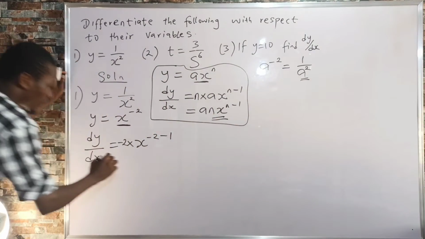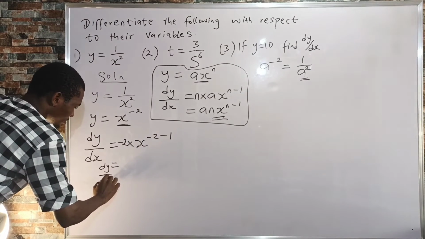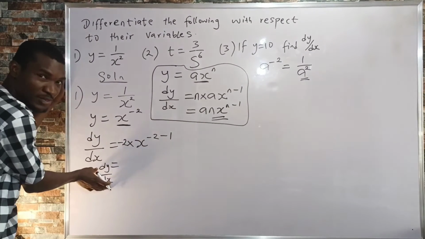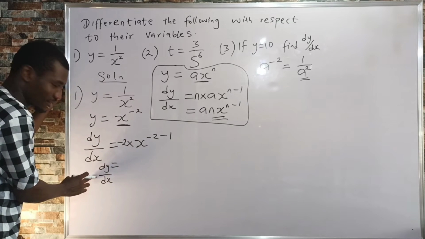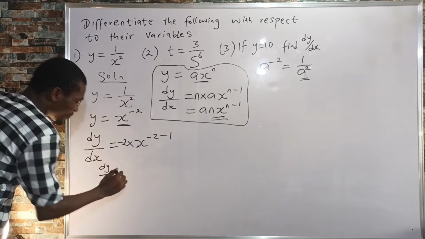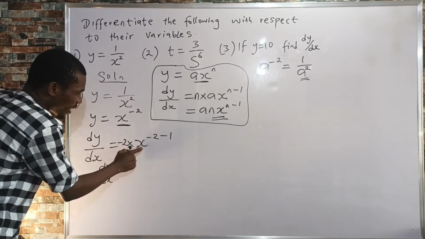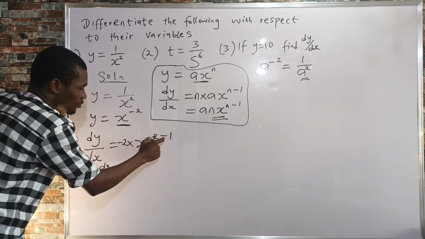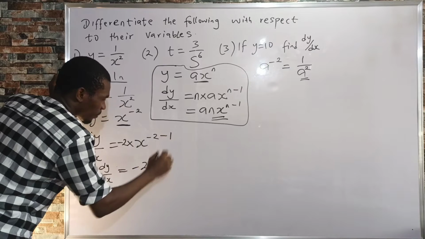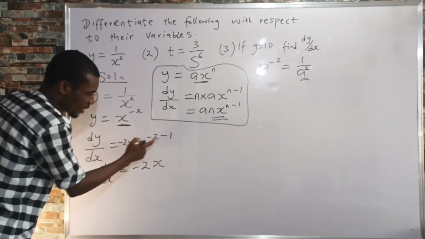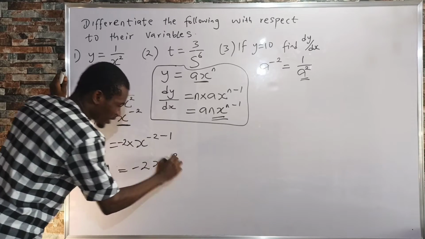And that is equal to, remember dy/dx is the short form of saying differentiating y with respect to x. You can easily call it dy dx. So my dy/dx is equal to negative 2 multiplied by x raised to the power of negative 2 minus 1, which will still give us negative 2x raised to the power of, remember that minus 2 minus 1 will still give us negative 3.